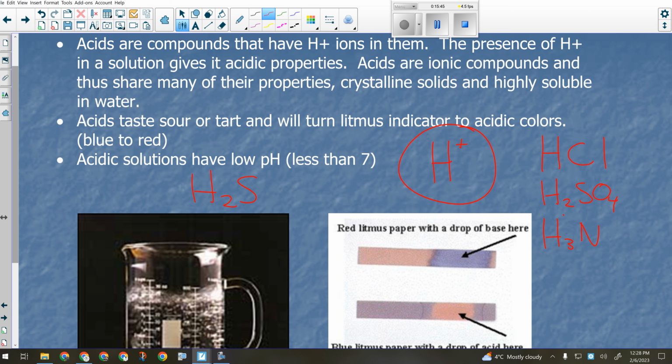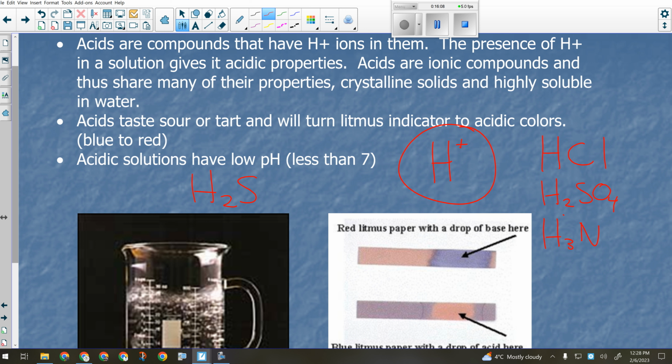Okay, is that making some sense? So if you've got an unknown and you do a pH test and it pops like it's a pH of 1, then I would go through my unknowns and start looking for a compound that starts with H. Okay, does that sort of make sense? It starts with H and it's not water, which is obviously neutral. Okay, then that would probably be your culprit.